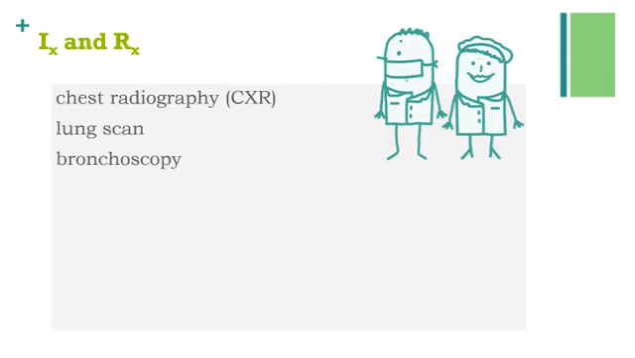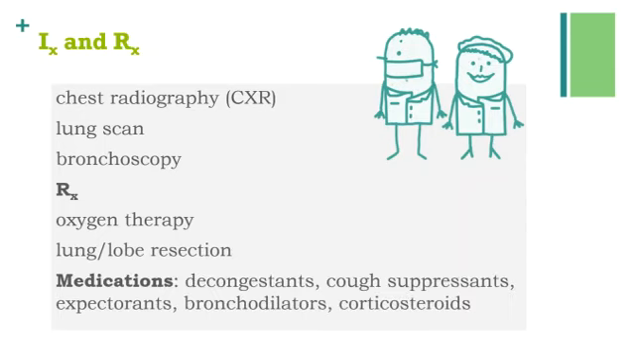As for treatment procedures, let's name two current treatments such as oxygen therapy and lung lobe resection in case of lung carcinoma. And as for medications, the most widely used classes of drugs are decongestants, cough suppressants in case of a dry cough, expectorants in case of a wet cough, bronchodilators, and corticosteroids in case of asthma.